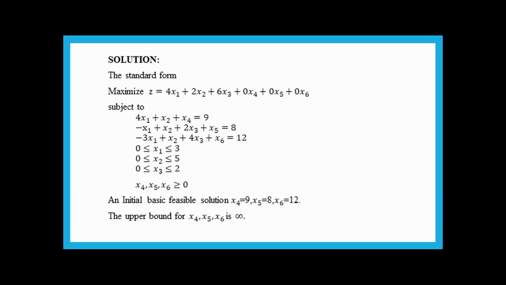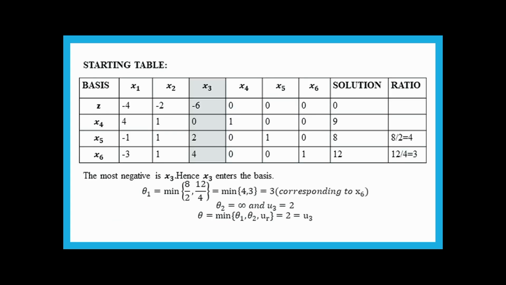An initial basic feasible solution for the slack variables is x4 equal to 9, x5 equal to 8, x6 equal to 12. The upper bound of the slack variables is infinity. Let us start with the starting table. Here the table has columns basis, x1, x2, x3, x4, x5, x6, solution, ratio. We put z as 1.